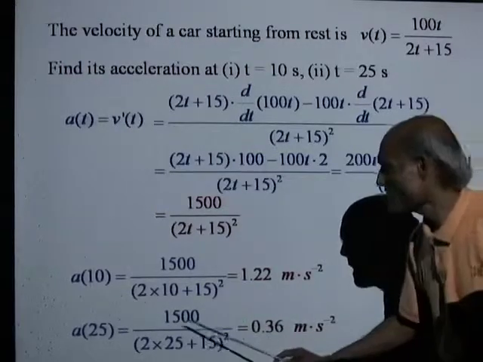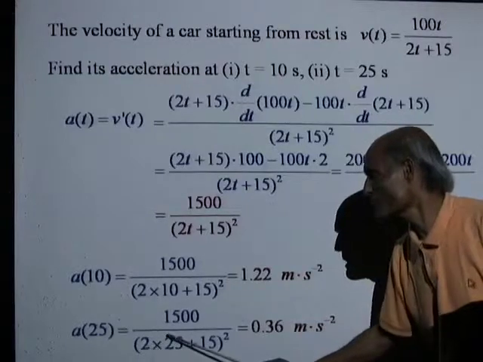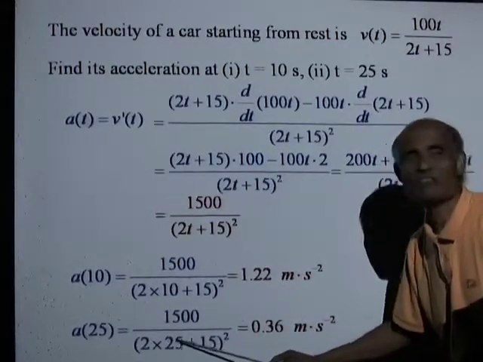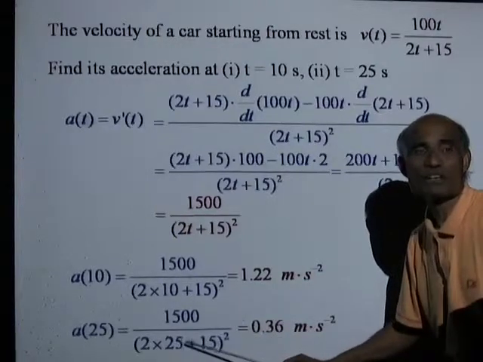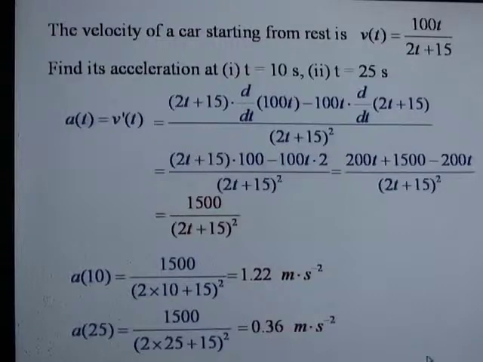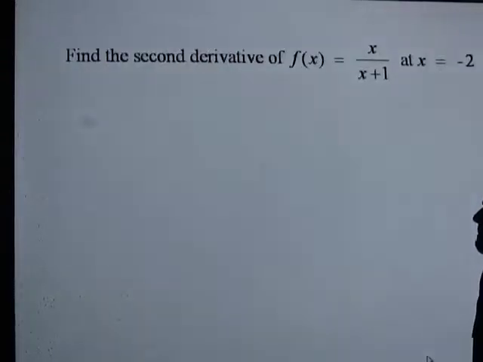Yes, as I have been reading, this is 2.5. This is 25. So that will be 2 times 25, which is 50. 50 times 15 is 65. So 1500 divided by 65 squared is 0.36 meters per second squared. All right. Okay, another one.